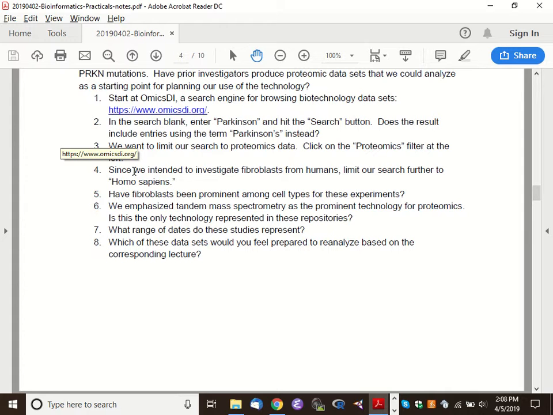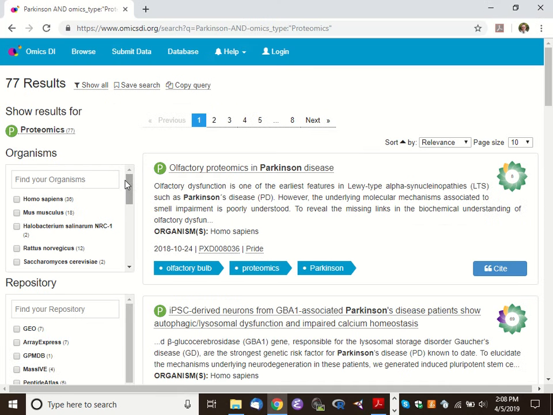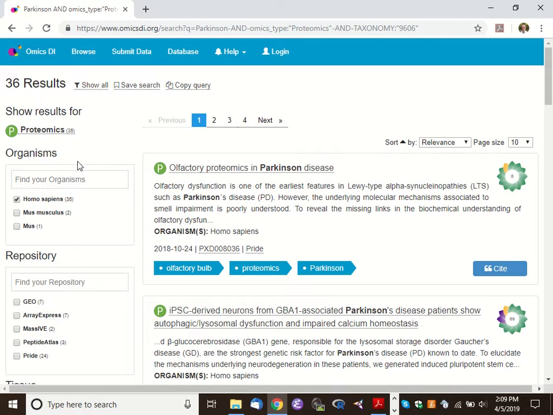And from those, you can achieve cell lines that you can create more and more copies of, fibroblasts being a good example. So we want to investigate fibroblasts from humans, but we want our search to get a little closer to fibroblasts without just going to, say, fibroblasts. So let us now specify that we're not interested in mouse models, we're not interested in rat models, we're interested in Homo sapiens itself.